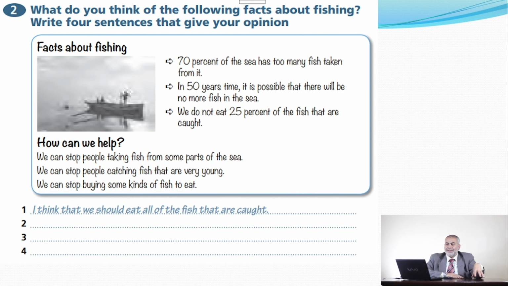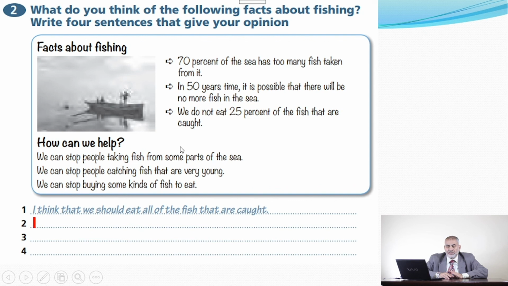We can stop people catching fish that are very young. السمك الصغير leave it, don't catch them now. ما نصطادش السمك الصغير. Number 3, we can stop buying some kinds of fish to eat. نتوقف عن شراء بعض الأنواع من السمك. The first one is given to you. I think that we should eat all of the fish that are caught. السمك اللي نصطاده كله يتاكل.